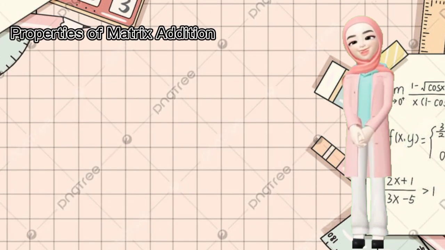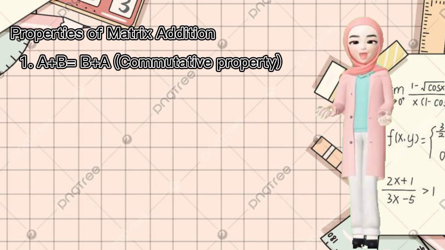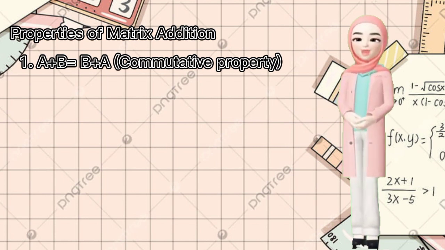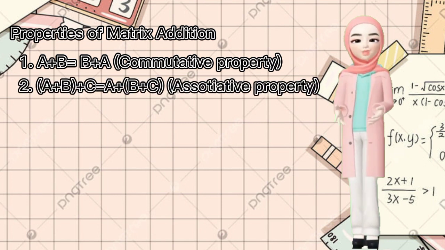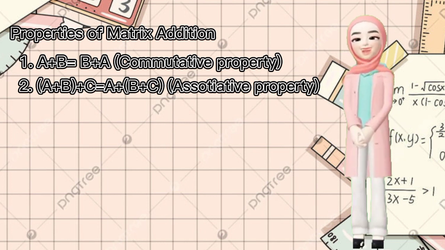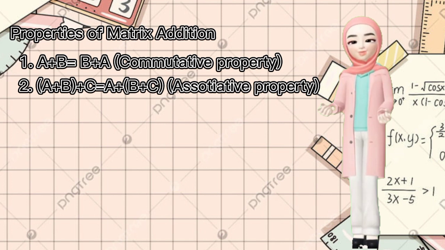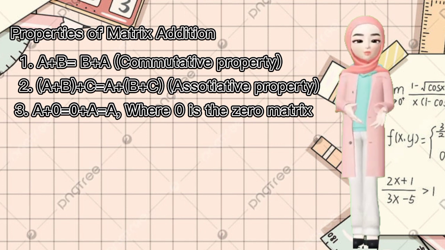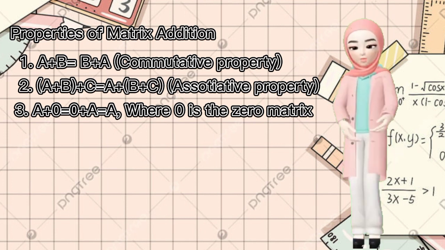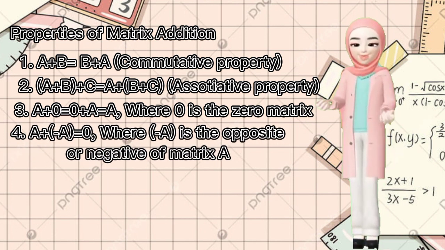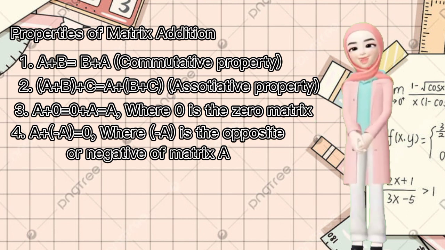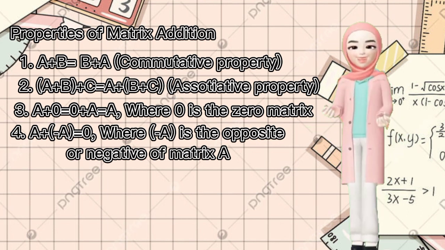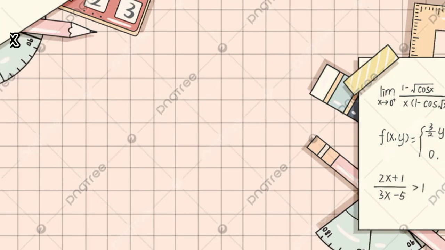Properties of matrix addition. 1. A plus B equals B plus A, the commutative property. 2. In the brackets A plus B, and then plus C, equals A plus, in the brackets B plus C, the associative property. 3. A plus 0 equals 0 plus A equals A, where 0 is the zero matrix. 4. A plus negative A equals 0, where negative A is the opposite or negative of matrix A.